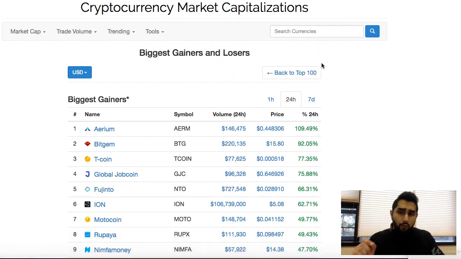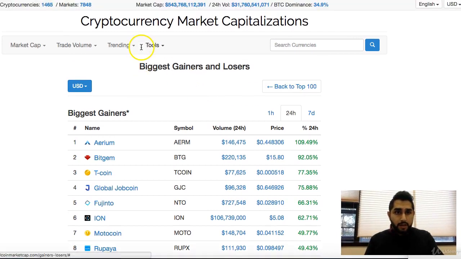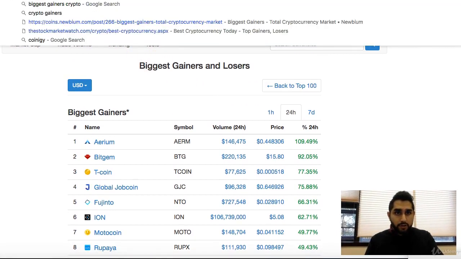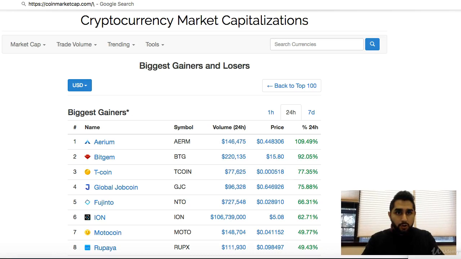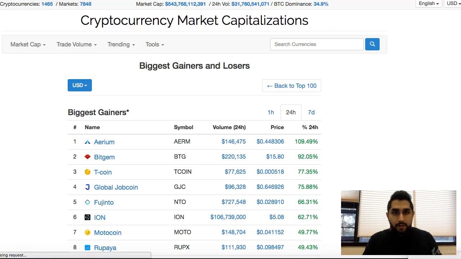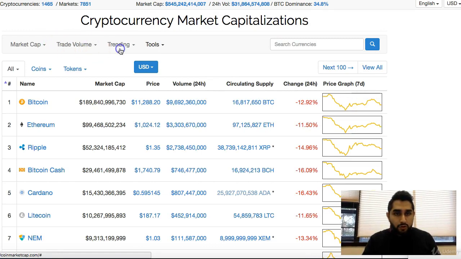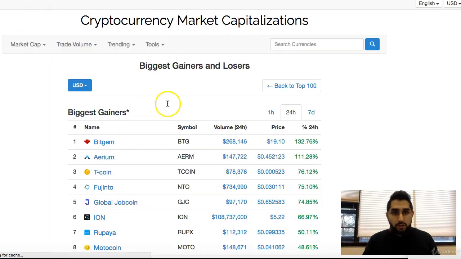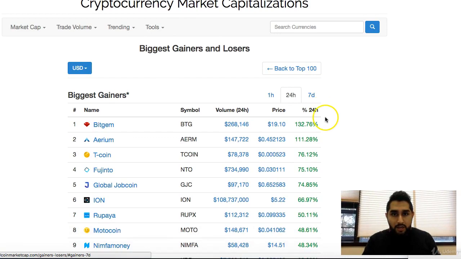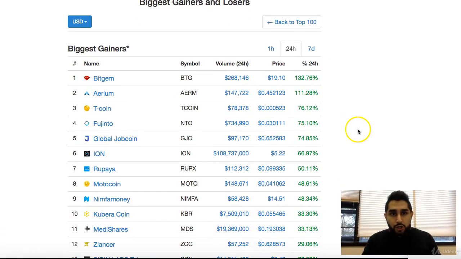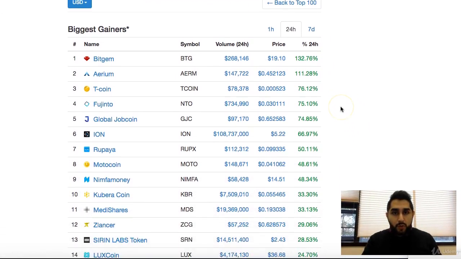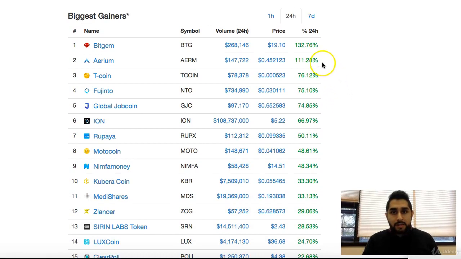But the real important part here is, let me actually take you to the home page so I can show you guys how to get to this. So you go to coinmarketcap.com and it'll show you like this. Then you go into trending and you should see the gainers and losers. What you can see here is how much certain cryptos went up and down in price in the last 24 hours.